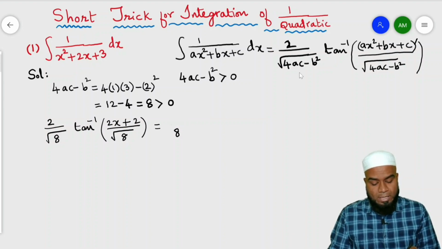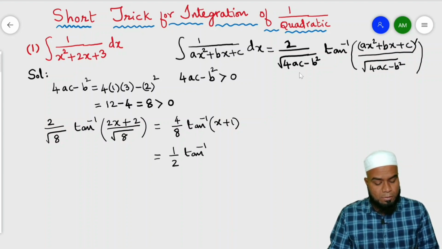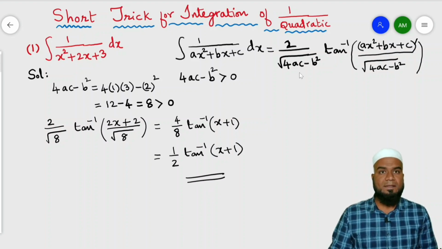So in the numerator we will get here 4 by 8 tan inverse of x plus 1, right. So finally it will be 1 by 2 tan inverse of x plus 1. So this is the required answer. So this is the trick, right. We will see one more problem in which the quadratic will be a bit difficult.